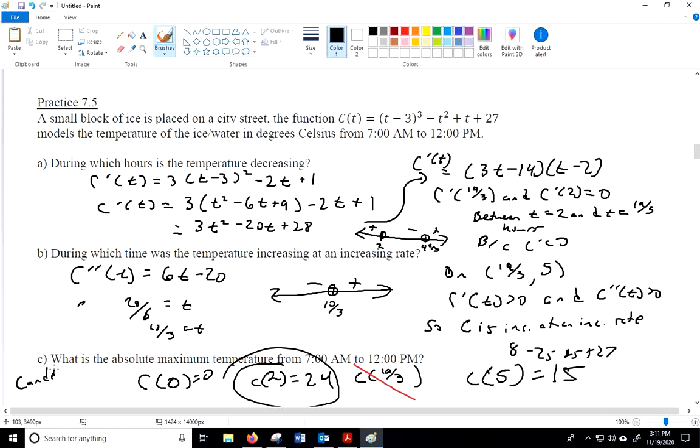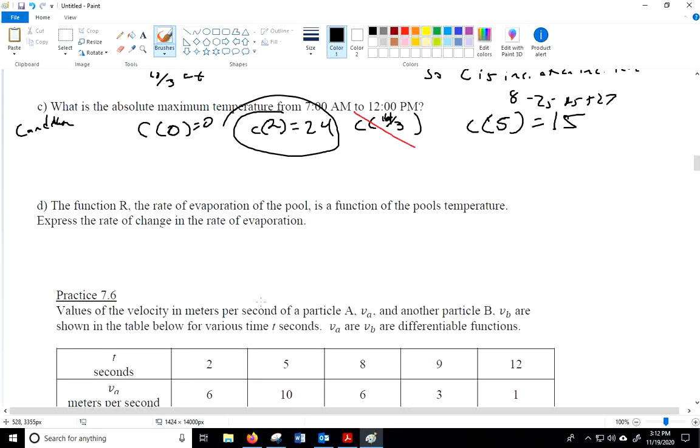And if I'm not going to show how I did that, how you evaluate C of 14 over 3, you need to explain why you know it's not an absolute maximum by explaining that it's a relative min.